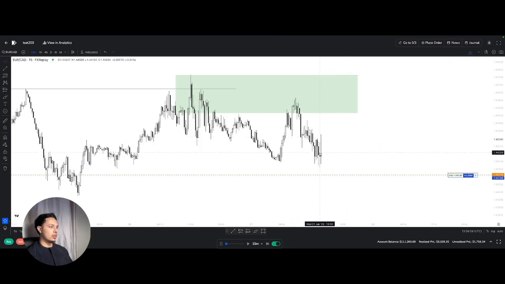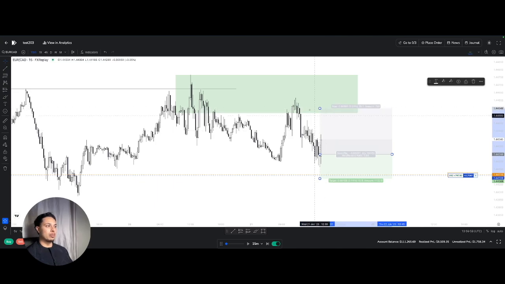Our session started right here, so it would have been an entry here or just wait for higher prices. So let's say the session opens here, 30 pip stop loss. Would I take this entry? No, because my stop loss isn't covering here.